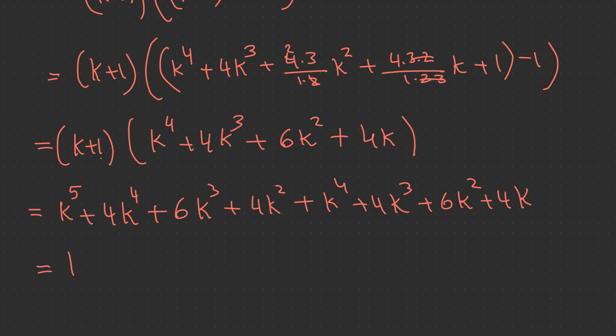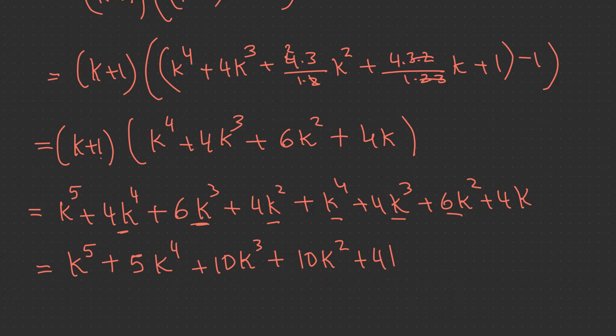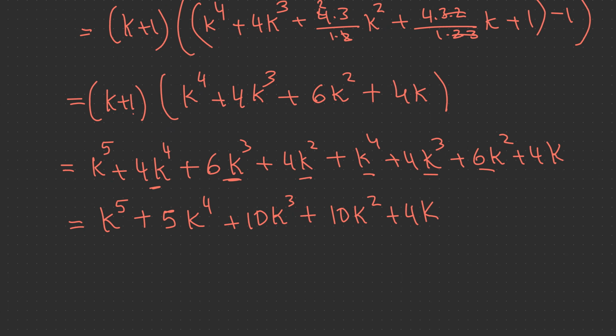So that is equal to k to the power 5 plus 4k to the power 4 and 1, so that's 5k to the power 4, plus 6k cube plus 4, so that's 10k cube, plus 4k square, 6k square, so plus 10k square plus 4k. So you see these terms, they would be divisible by 5 because they are multiples of 5. So we are only left with the 4k and k to the power 5.